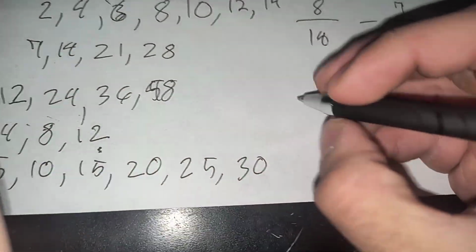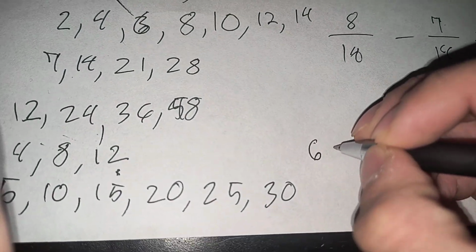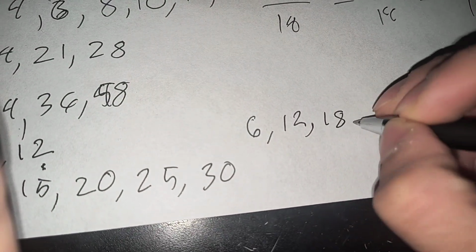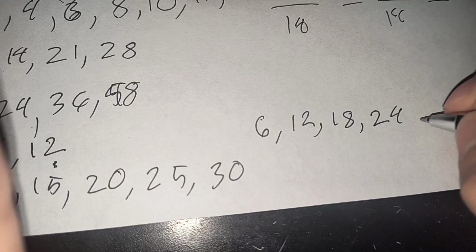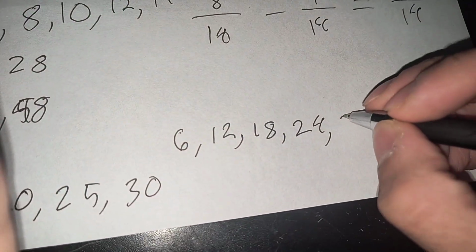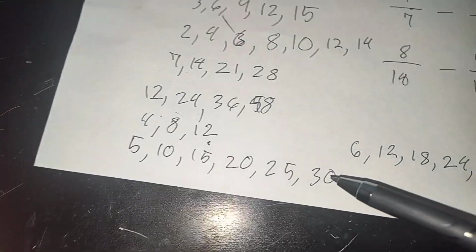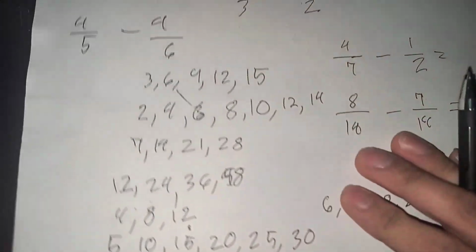And let's write down the multiples for 6. Multiples for 6 are 6 times 1 is 6. 6 times 2 is 12. 6 times 3 is 18. 6 times 4 is 24. 6 times 5 is 30. Okay, so the lowest common multiple they have in common is 30.